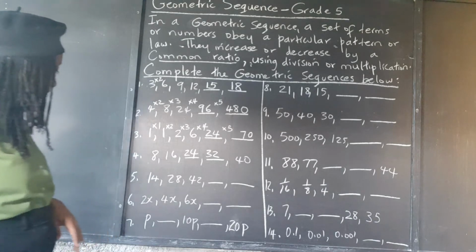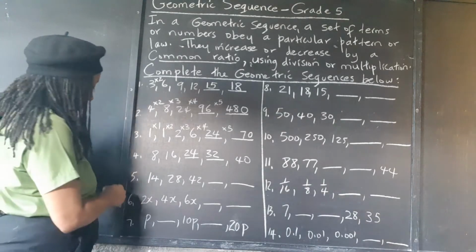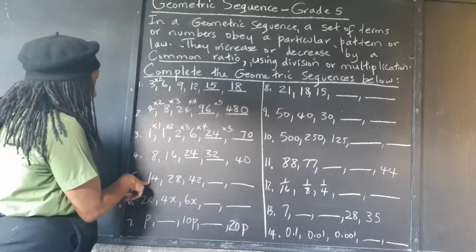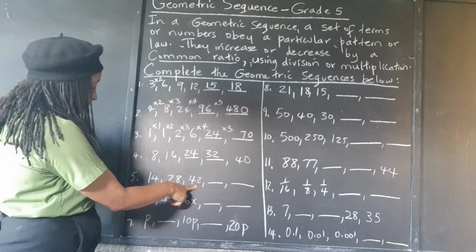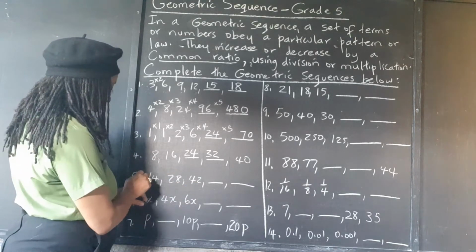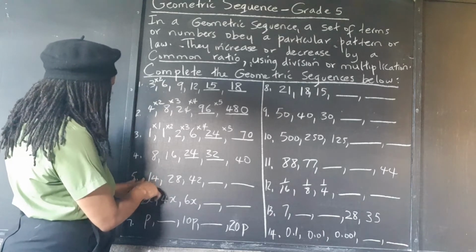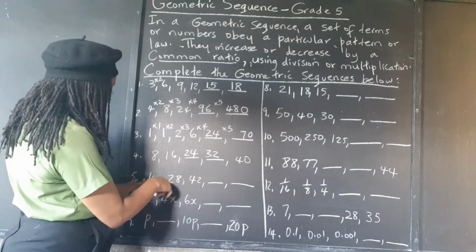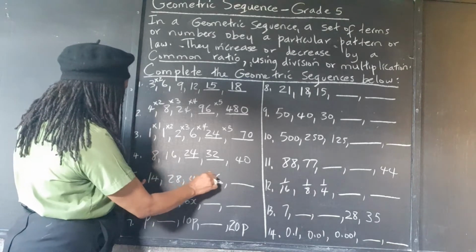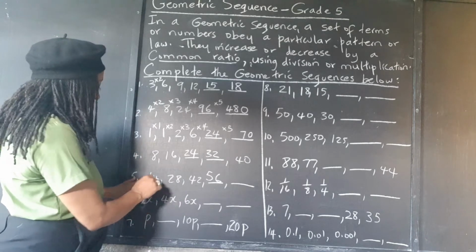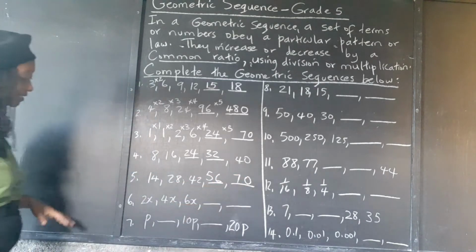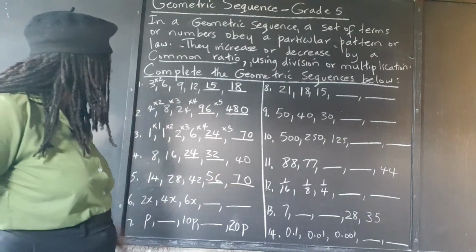Alright, now what are we doing here? 14 times 2 gives 28. 14 times 3 gives 42. So now let's do 14 times 4. 4 fours are 16, 4 ones are 4, and 1 makes 5, so 56. And then 14 times 5: 5 fours are 20, 5 ones are 5, and 2 makes 7, so that's 70. So this is a 14 times table.